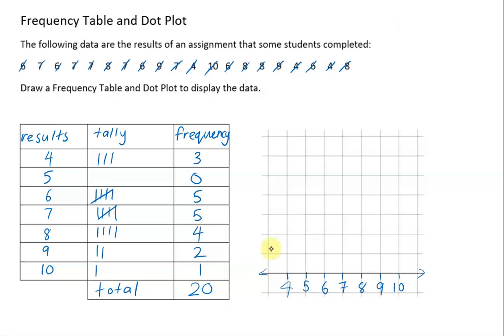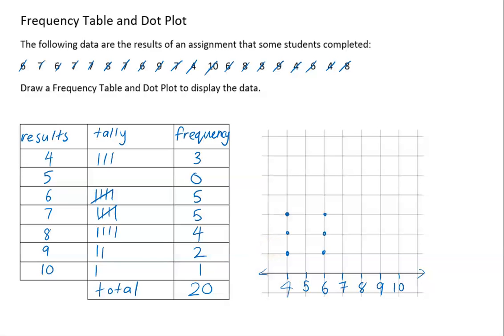And now we don't need a vertical axis here. We draw dots above each value. So there were 3 people who scored a 4. So we are going to draw 3 dots above the 4. Now, it's good to use this grid to keep your dots nice and lined up vertically and horizontally, so that way we can get more meaning from our dot plots. No people answered 5.